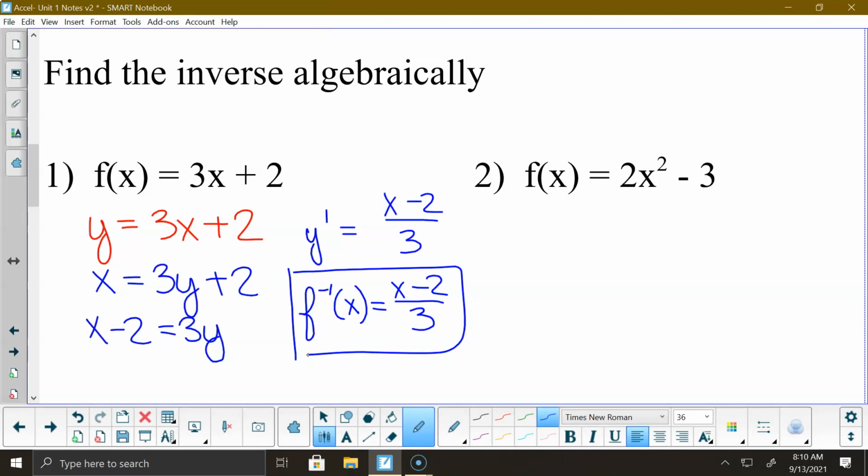It's f with a negative 1 for an exponent. That is the mathematical way of saying inverse. And you can just leave it as the whole quantity x minus 2 divided by 3. If you really want, you can split it, but meh. You guys want to try number 2 with your neighbors?